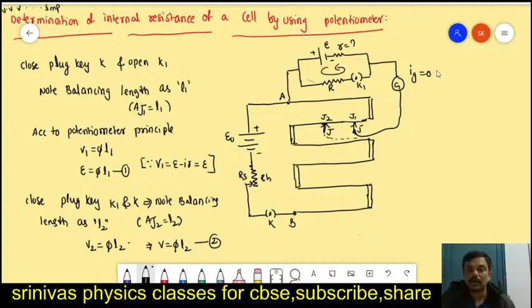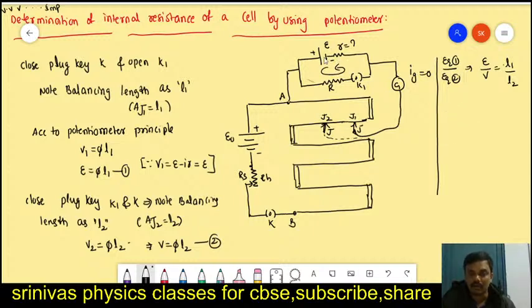Next, divide the two equations. What you have to do? Equation 1 by equation 2. When you do this, E by V is equal to phi L1 by phi L2. Phi cancels, and we get L1 by L2. But we also know the EMF formula. In this closed path, the effective EMF is E, and the current formula uses capital R plus small r, so E is equal to I of capital R plus small r.